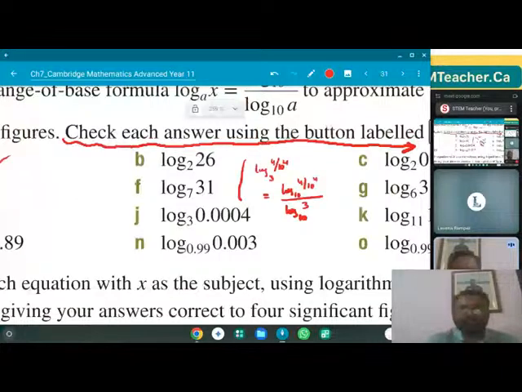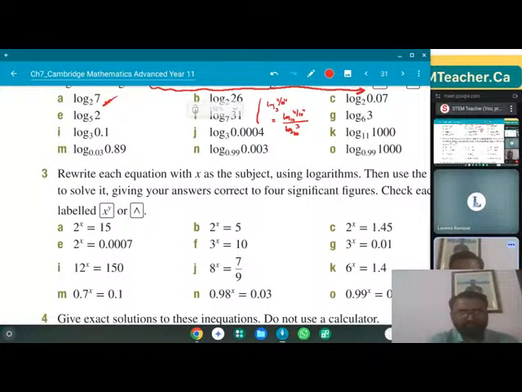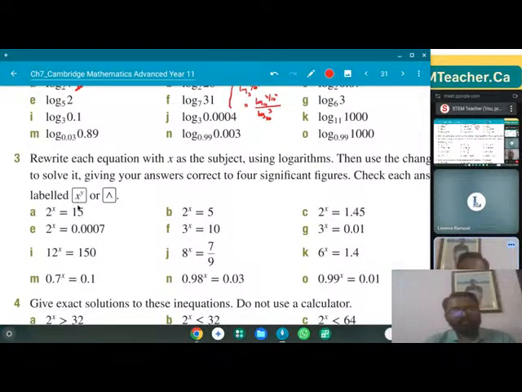Okay, so next, rewrite the equation. How can we write this? 2 power x equals 15 implies log 15 base 2 equals x, or x equals log 15 base 2. Is it clear? So this is the base actually. Similarly you can do all.